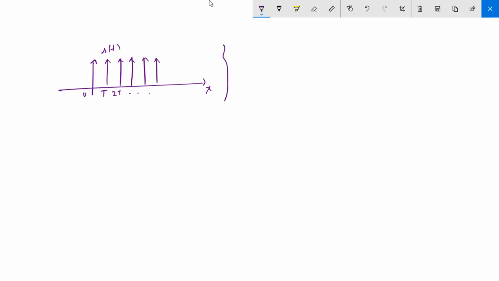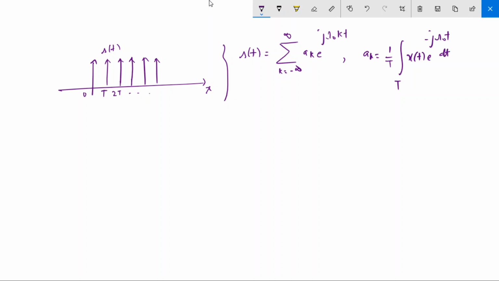periodic signal. Okay, and if I express its Fourier series, it will be the summation of a_k e raised to power j omega naught k t, summation from minus to plus infinity. So I have to find first what is the value of a_k. a_k is nothing but 1 by T integration over one time period x(t) e raised to power minus j omega naught k t dt. Now if you integrate this signal for one time period, you can say from this point to this point, maybe minus T by 2 to T by 2.